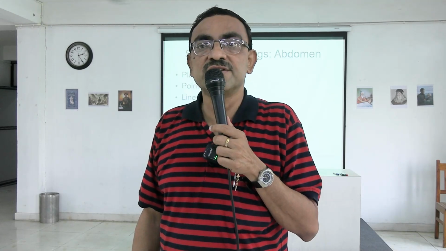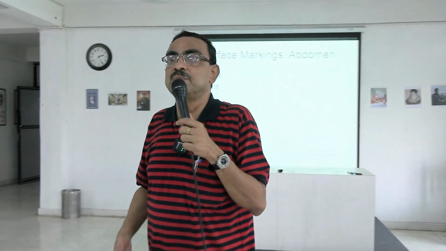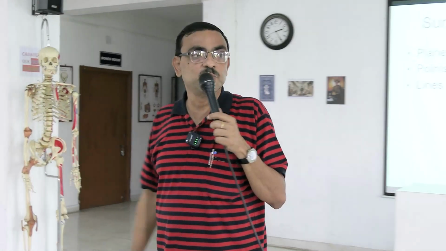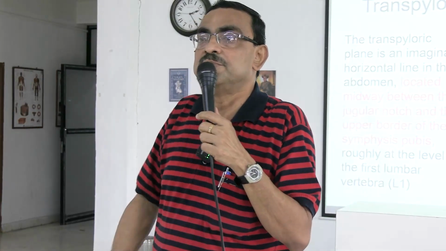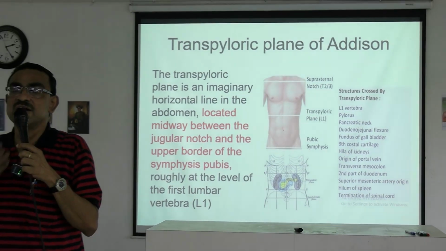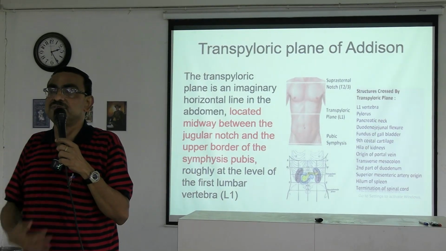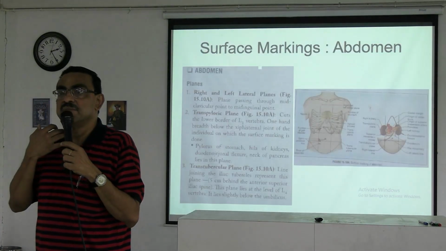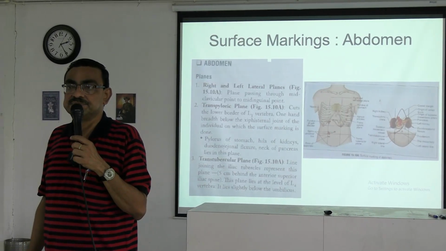But first of all, we must have some idea about the planes. There are three major planes in the abdomen by which we can divide the abdomen into different quadrants. The first one is the right or left lateral planes or the mid-clavicular lines.